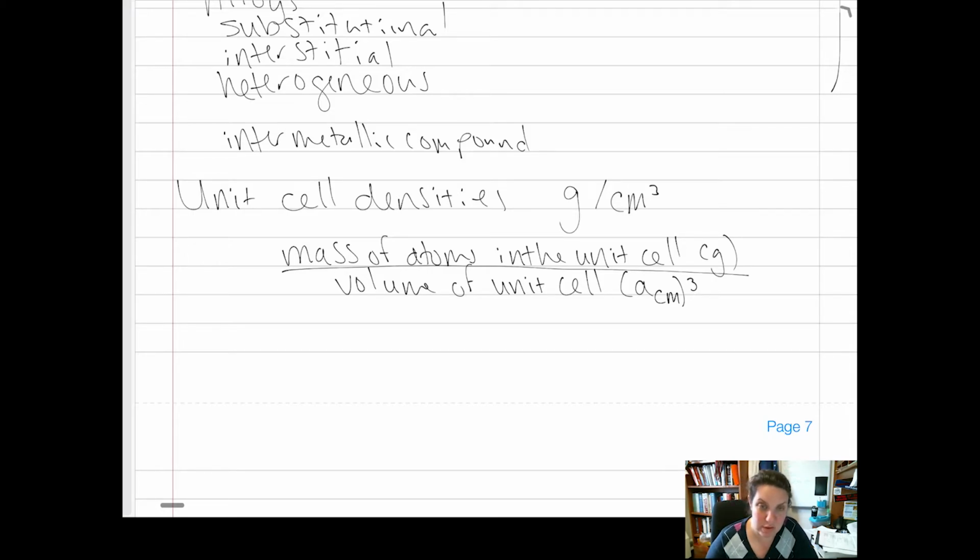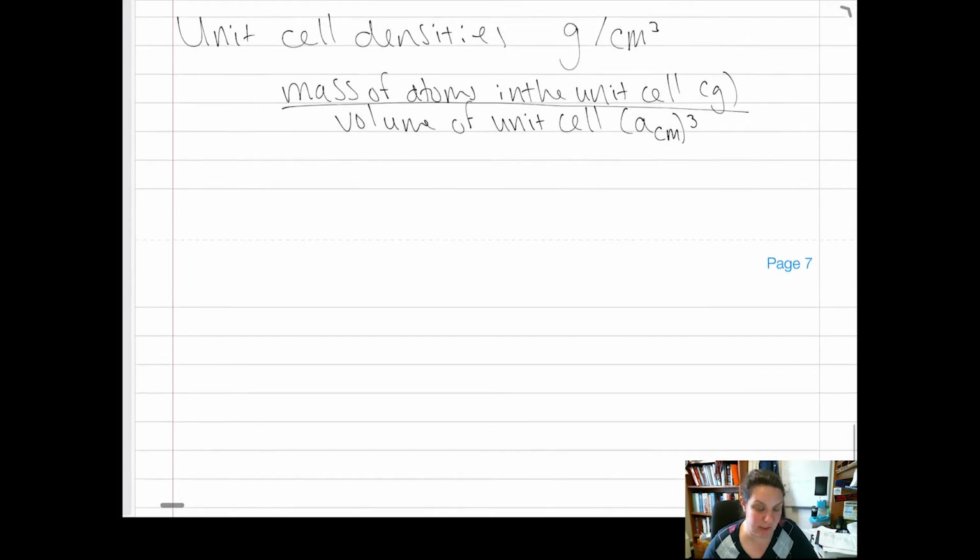So you can look at this as your Z number times your molar mass divided by Avogadro's number, all divided by A in centimeters cubed. Okay? This is if we have metallic or elemental.